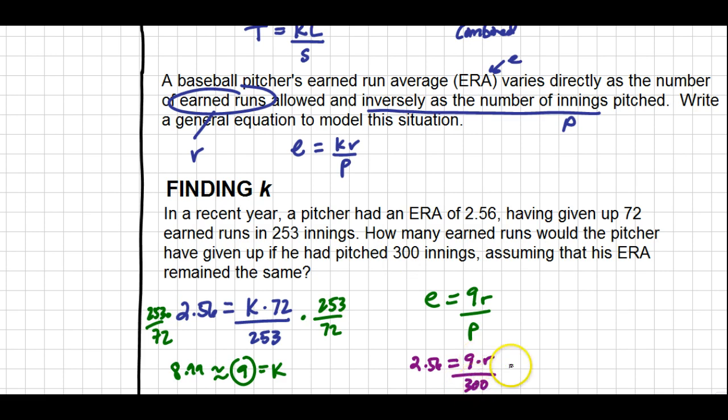Again, here you've got the option to multiply by 300 and then divide by 9, or simply multiply by the reciprocal. So I'm going to go ahead and do the reciprocal here. And then I'm going to go ahead and calculate. And I get about 85 here. I did round that, so I do want to go ahead and use an approximately equal to symbol. So we'd say about 85 earned runs.